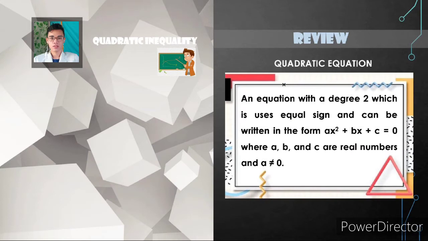Before we start, let us review the previous topic, which is the quadratic equations. We all know that a quadratic equation is an equation with a degree of 2 which uses an equal sign and can be written in the form ax squared plus bx plus c is equal to 0, where a, b, and c are real numbers and a is not equal to 0.